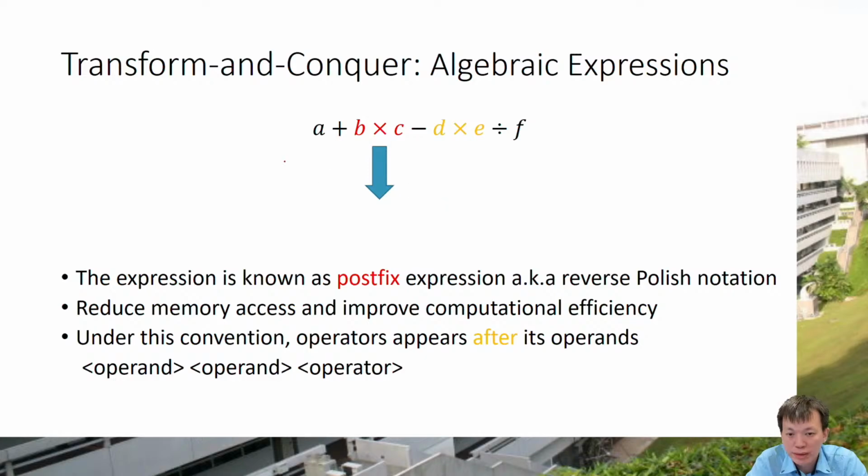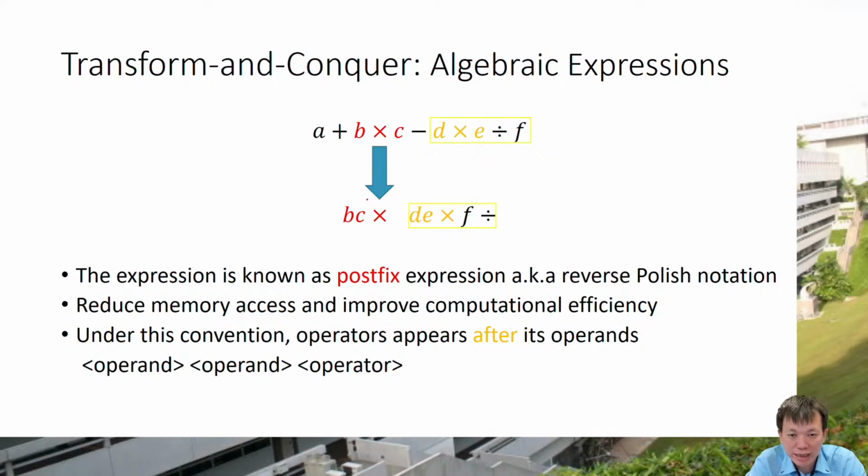But first, you need to know how a human being actually does it. From the expression, I know that I need to do this first. Whenever I check, I need to make sure that these two are done first. So if I do the expression intuitively, I make it a postfix expression. That means I will transform B C to the front, then the operator to the back. D E to the front, this operator at the back.